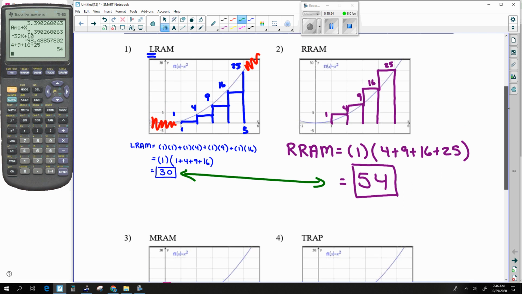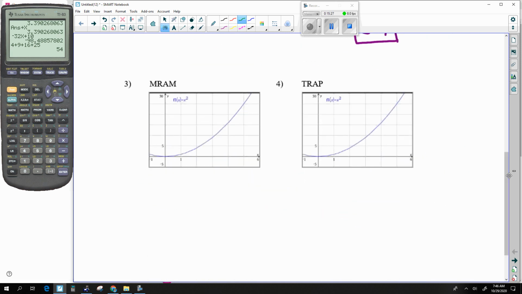All right, the MRAM. What the MRAM consists of is, if the intervals are, for instance, right here, the midpoint would be in the middle. There, it'd be in the middle. Here, it's in the middle. This is determining the heights of the rectangles. And so if this is at 1 and this is at 2, the midpoint would occur when an x value has 1.5. The next one would be at 2.5, et cetera, et cetera.